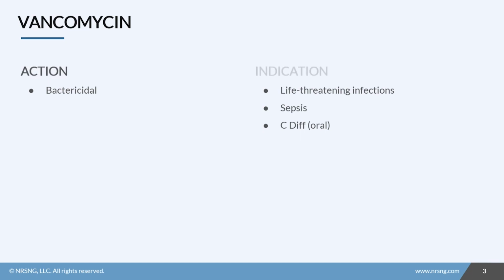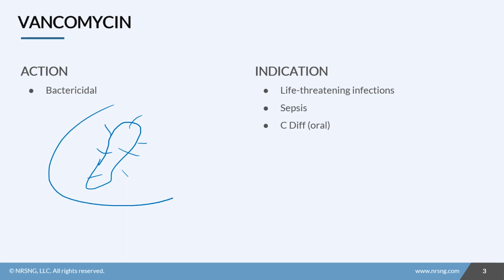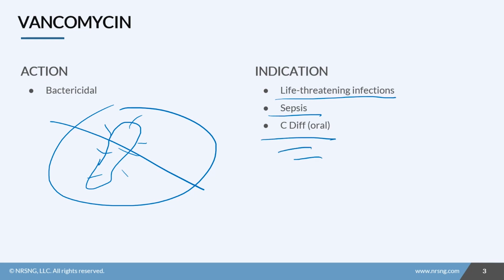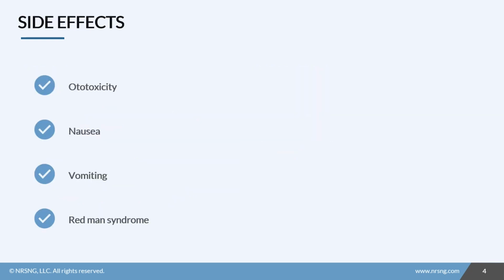Vancomycin works as a bactericidal agent, which is why we use it for the treatment of life-threatening infections, sepsis, and in the oral form, we use vancomycin for the treatment of C. diff. So with vancomycin, sometimes we can see side effects including ototoxicity, nausea, vomiting, and probably it's best known for the side effect of the red man syndrome, or the sudden redness after initiating the medication.